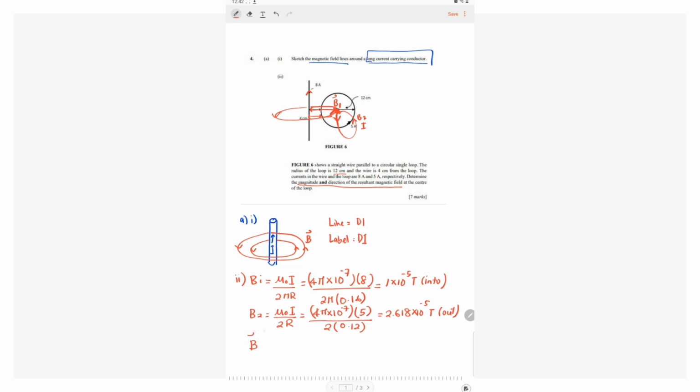Jadi macam mana nak cari resultant B dia? Iaitu B2 minus B1 ataupun B1 minus B2, mana-mana pun boleh. 2.618 darab 10 negatif 5 tolak 1 darab 10 negatif 5, dapat jawapan dia 1.62 darab 10 negatif 5 Tesla. Okay, kita dapat positif kan? So yang positif tadi 2 ni, B2. So arah dia adalah sama arah dengan B2 lah, sebab dia positif. Okay, itu untuk soalan 4.